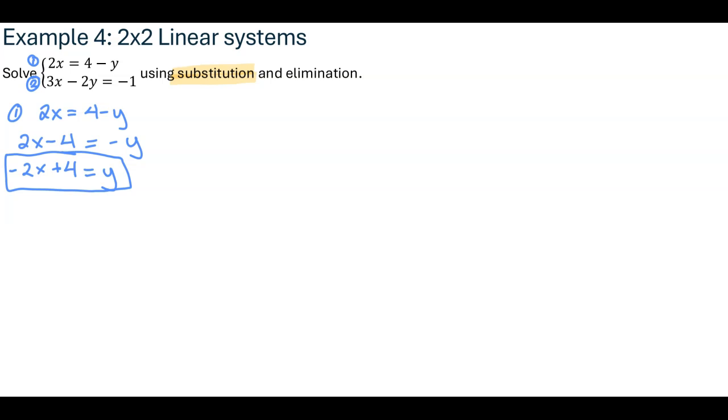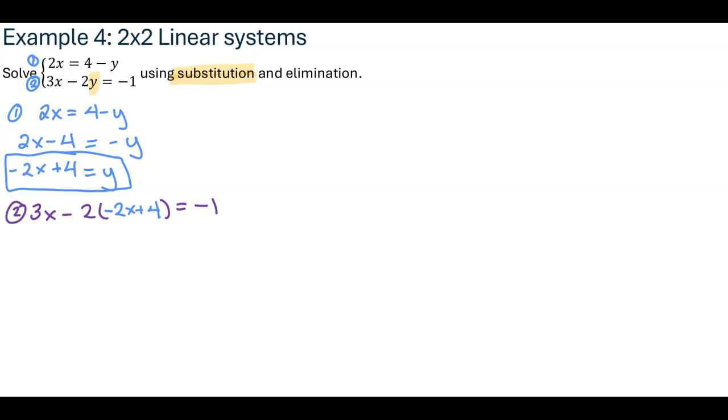So now your job is to take that extremely literally and say y is the same as -2x plus 4, which means in equation 2, where we see y, we should be able to substitute in the other expression that represents y, which is -2x plus 4. So for equation 2, I know that 3x minus 2y should equal -1. But I'm replacing y, substituting in -2x plus 4. And this is a skill that works for nonlinear equations just as well as it works for linear equations. So substitution is very nice.